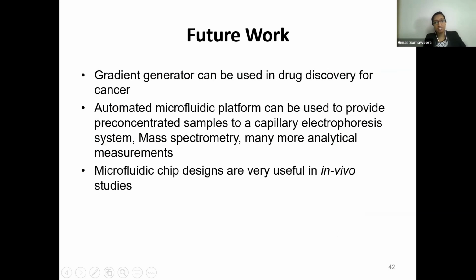So for future work, the gradient generator that I introduced can be used for drug discovery and for cancer. Also, this automated microfluidic platform can be used to provide pre-concentrated samples for capillary electrophoresis, mass spectrometry, and many more analytical instruments. And all these microfluidic devices that I introduced are very useful for in vivo studies.